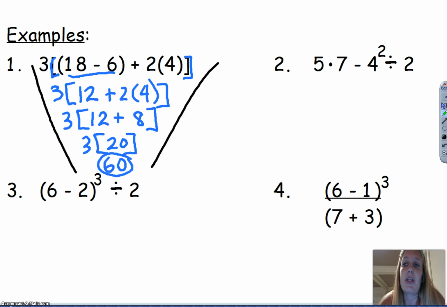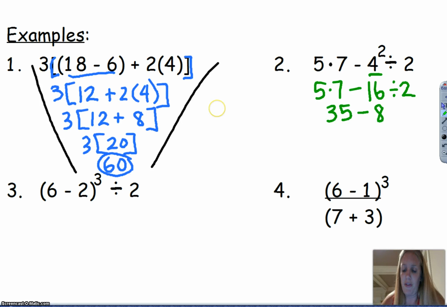there are no grouping symbols, but there are exponents. So right here, that's going to go first. So you bring down the 5 times the 7 minus 4 to the second power, or 4 squared. 4 times 4 is 16, divided by 2. Okay, then I don't see any more grouping symbols. There are no exponents. Next is multiplication and division from left to right. So I'm going to do 5 times 7. I get 35. Subtract, and then I'm going to do this division, 8. 35, take away 8 is 27.